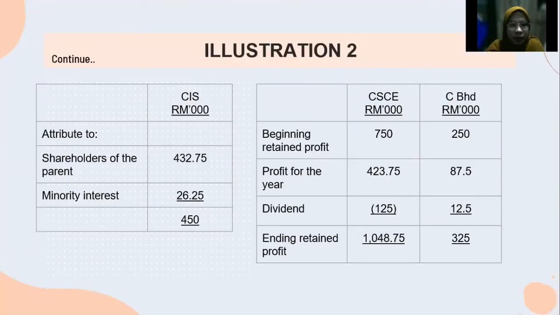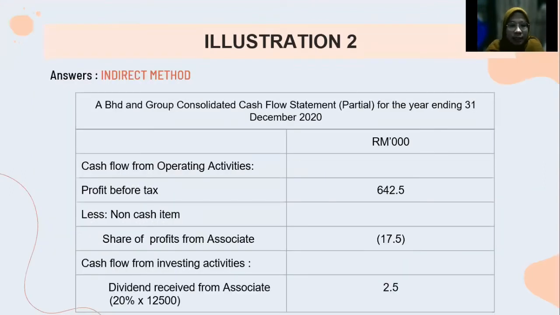This is the CIS and CSCE. There is attributable to shareholders of the parent and minority interest. For the CSCE, there is the beginning retained profit, profit for the year, dividends, and ending retained profit.